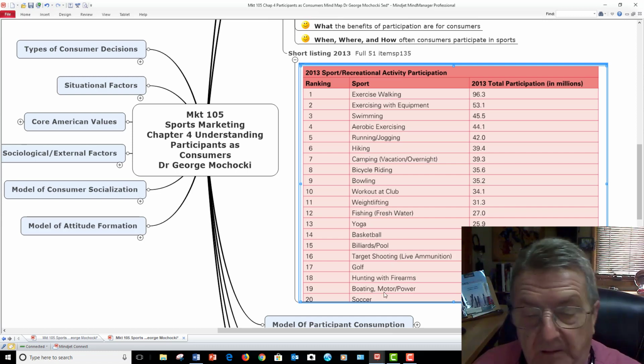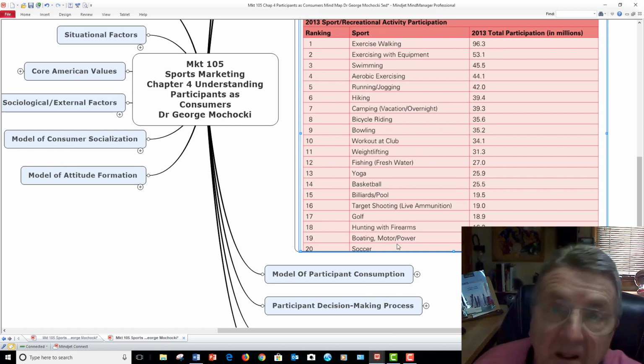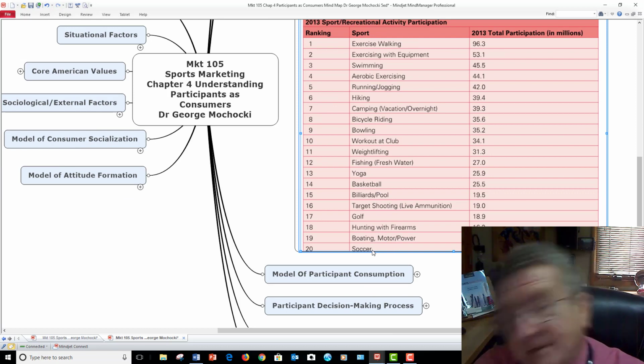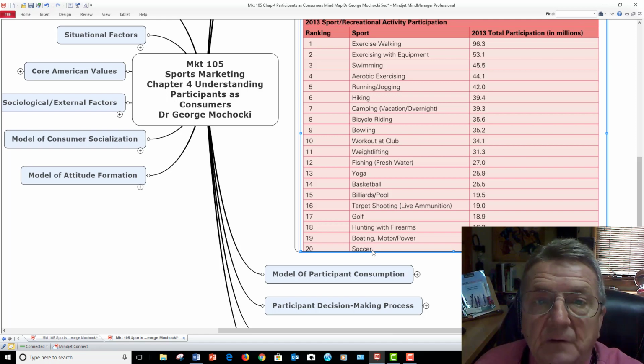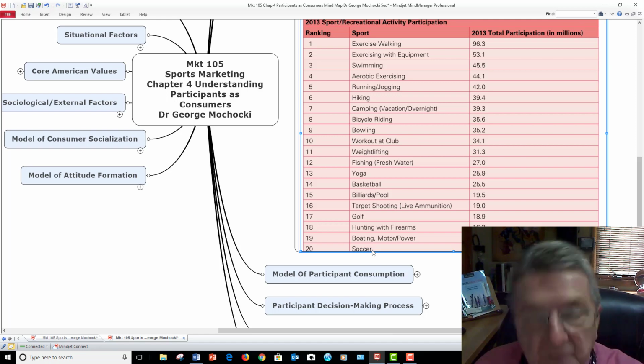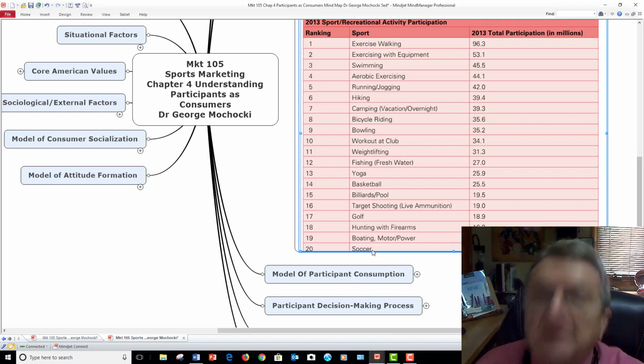Golf, hunting, boating. I like canoeing. Soccer. My kids are into soccer. Most Americans right now aren't into soccer, like I mentioned before, but some people in high school and everything else, they participate.